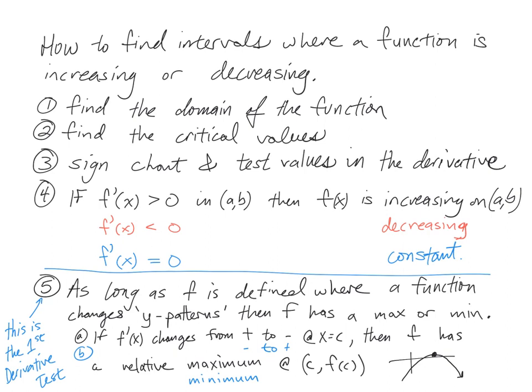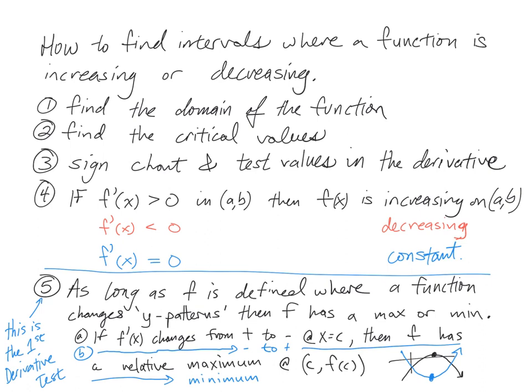Similarly, in the blue ink, so we can follow along here, if f prime of x changes from negative to positive at x equals c, then f has a relative minimum at that point c, f of c. So if you go from decreasing to increasing at that point, then there's a minimum.